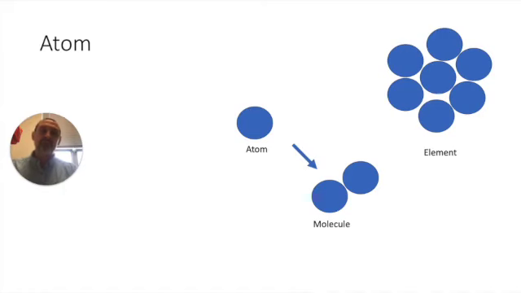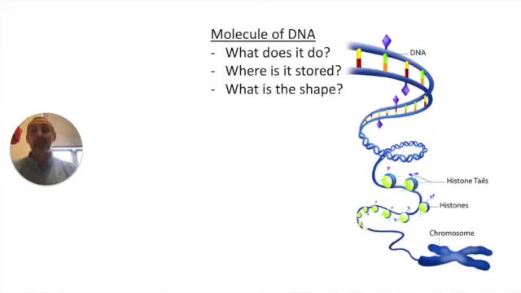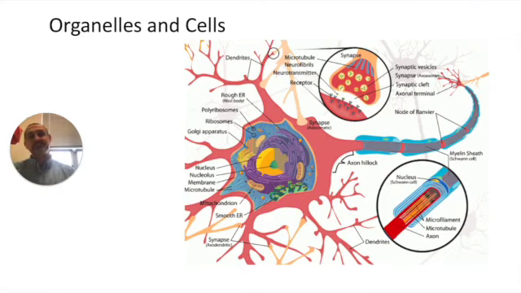So here's an atom like carbon. They make up molecules like carbon dioxide or super complicated molecules like DNA. DNA stores information. It stores it in the nucleus of the cell. The shape of DNA is a double helix, and it has this information to code for all kinds of living things. Well, molecules make up organelles like ribosomes or Golgi apparatus or the nucleus or mitochondria. Those are organelles. They have certain jobs.